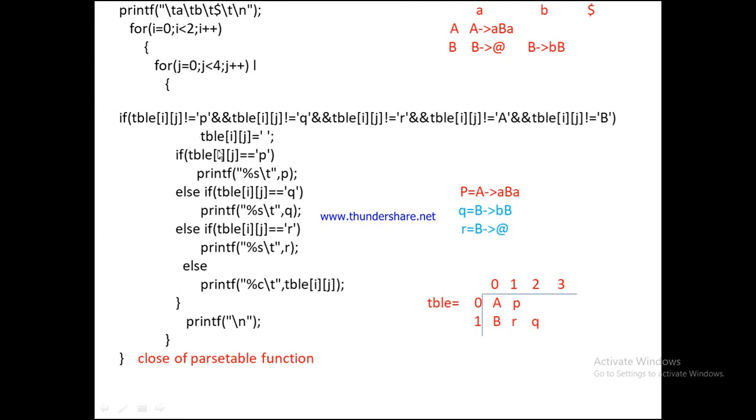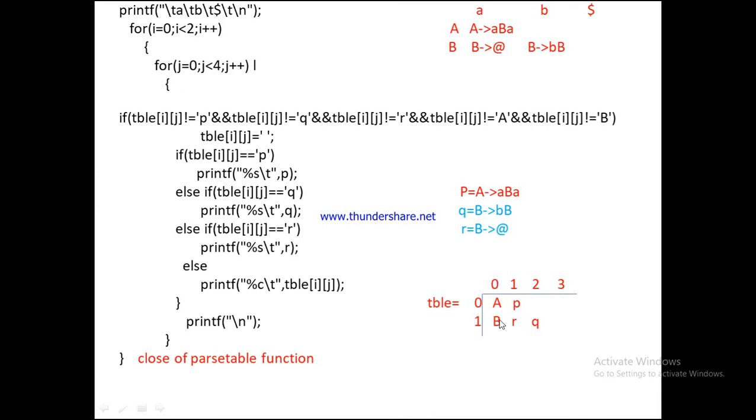Next, again I will increment the value of j. Now the j value is 4. Is 4 less than 4? No. Now you will come out of this for loop and increment the value of i. Now what is the i value? 1. The j value is 0. Once again I will check 1 0.